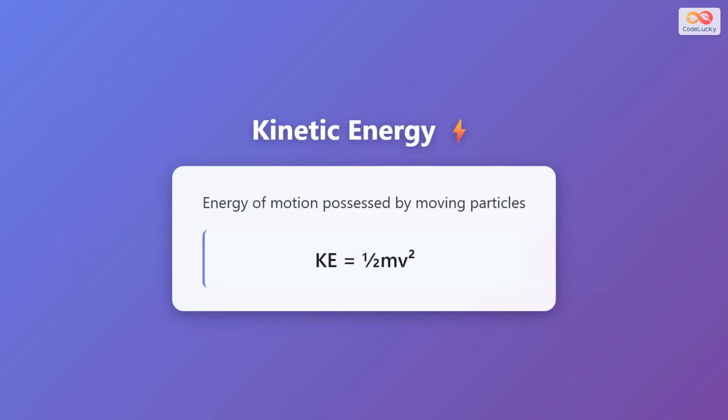Let's quickly review kinetic energy. Kinetic energy is the energy of motion possessed by moving particles. Any object that moves has kinetic energy. The formula for kinetic energy is KE equals 1/2 mv squared, where m is the mass of the particle and v is its velocity. From this equation, we can see that kinetic energy depends on both the mass and the speed of the particle. The faster a particle moves, the more kinetic energy it has.